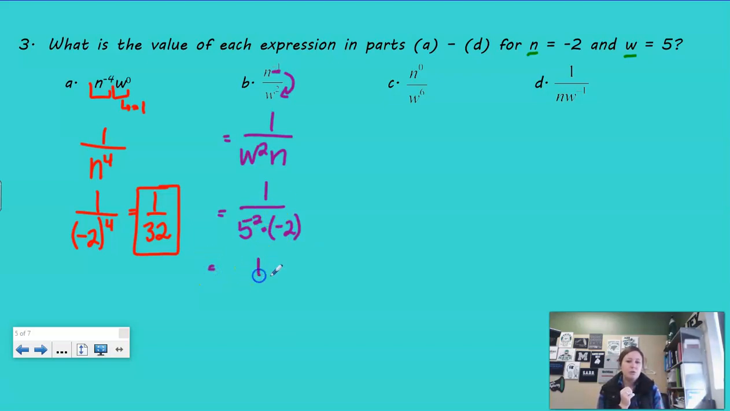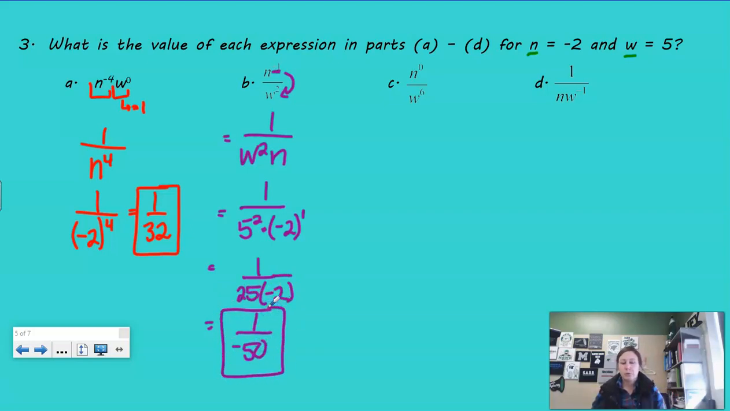So we need to follow your order of ops. So 5 squared gives us 25. At this point, we can't do anything with a negative 2 because it's technically to the first power, and I know negative 2 to the first power is just going to be itself. And then in the denominator, I've got negative 2 times 25 to get us a value of negative 50.